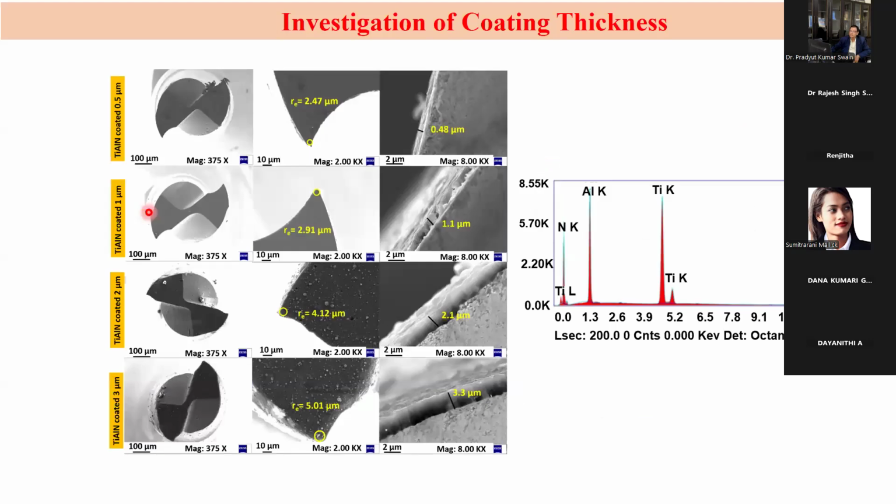So then we chose the TiAlN coating. Then we did coating at 0.5, 1, 2, and 3 micron, different coating thicknesses. So these are the SEM images of the tool and the coating thickness. And after this, we have to cross check what kind of coating we have tried, whether we have obtained this or not. That also we confirm.